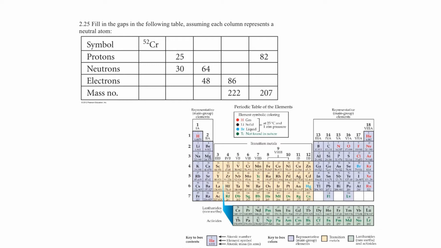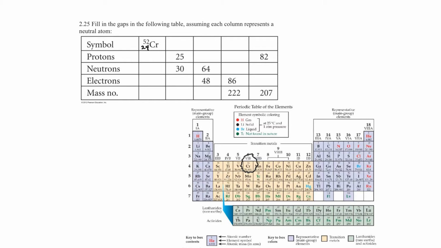Chromium is number 24, and 24 means that's the protons. The atomic number of chromium is 24, and it's the number of protons. Normally, you would put it here, but you don't have to, because chromium 52 is telling you exactly how many neutrons plus protons you have. The 52 is the mass number. So 24 is assumed because chromium is always 24.